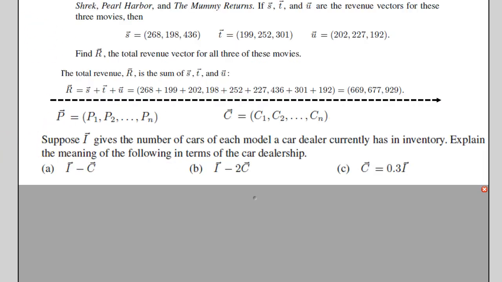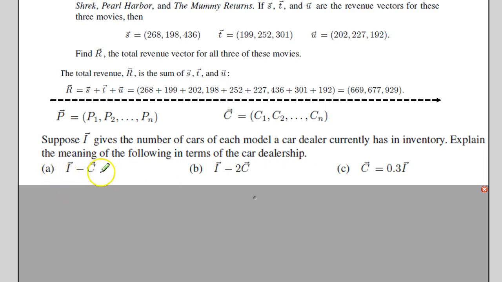The next example is about P, which represents a price vector at a car dealership. So you have N different types of cars, and each component represents the price of each respective car. And C represents the consumption vector, which is for each respective car, how many models are sold during a particular month. So let's say I gives the number of cars each model has directly in inventory.